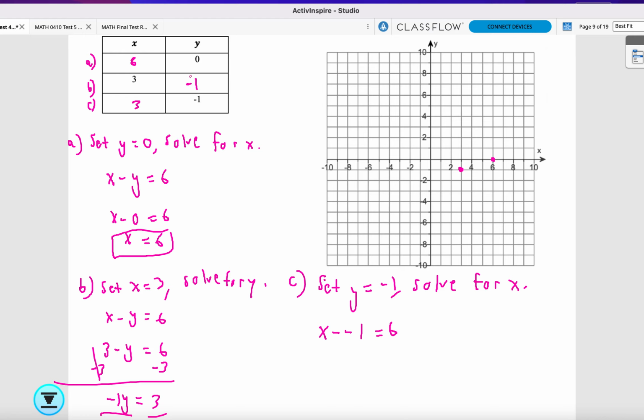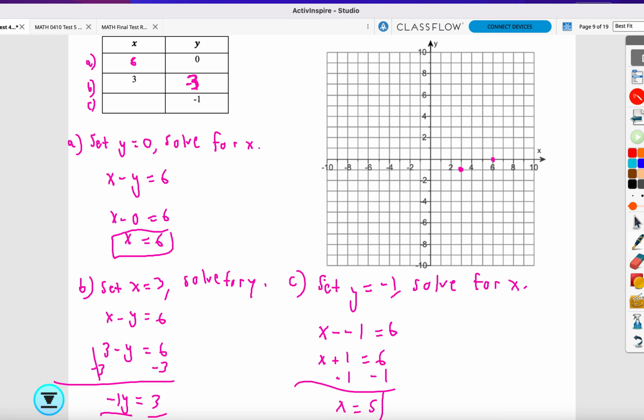Oh no, this is negative 3. Negative 3. I messed up. This is not positive 3. Okay, so two negatives make a positive. X plus 1 equals 6. Subtract 1 on both sides. So now I get x equals positive 5.